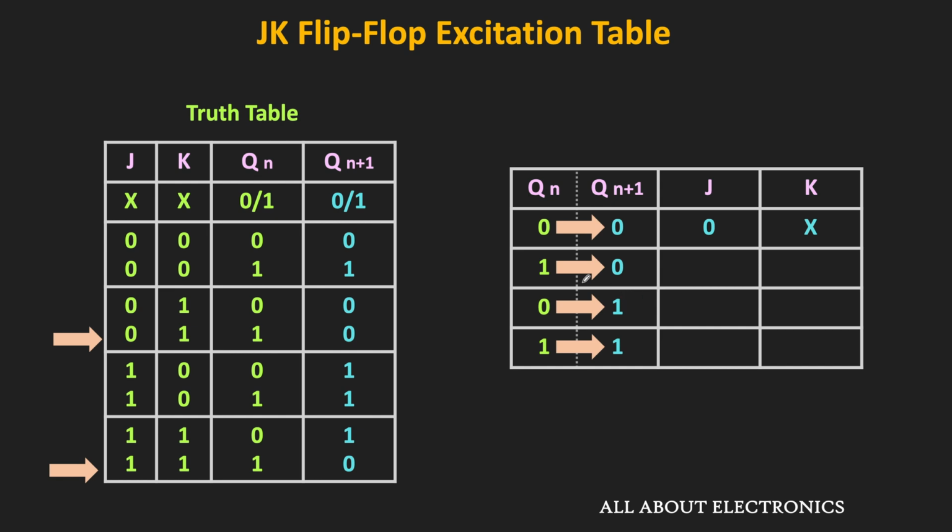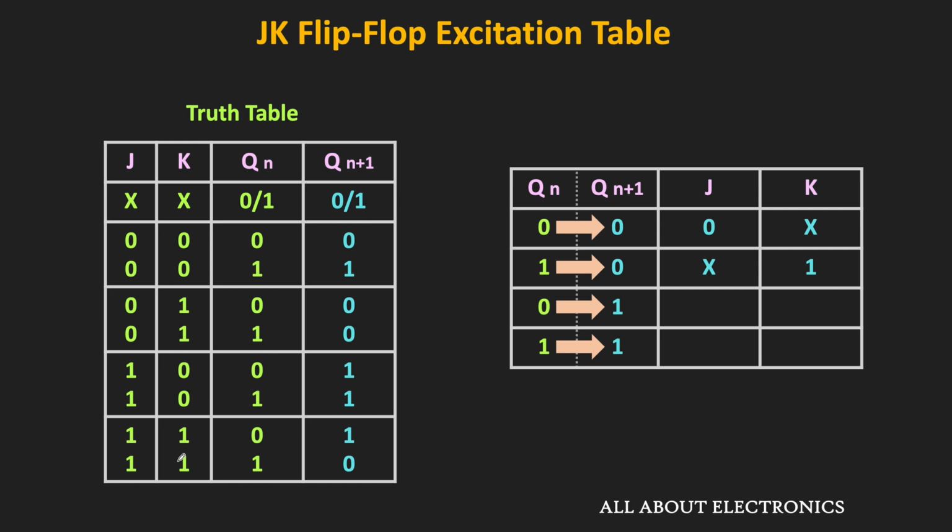So for this transition to occur, the value of variable J can be either 0 or 1, while the value of variable K should be equal to 1. So we can write it as J as X and K as 1. So that is the required excitation for the given transition.